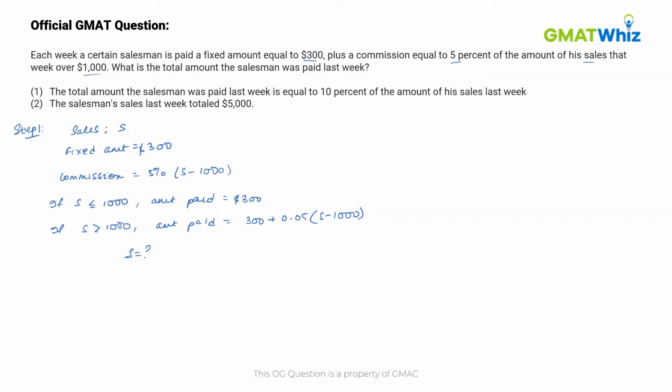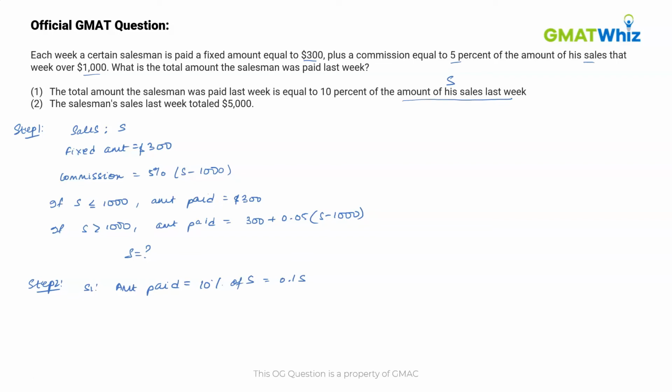Now let's move on to step 2 and analyze statement 1. In statement 1, we are given that the total amount the salesman was paid last week is equal to 10% of the amount of his sales last week. What does this mean? This means that the amount paid to him is equal to 10% of S, which we can write as 0.1 S.